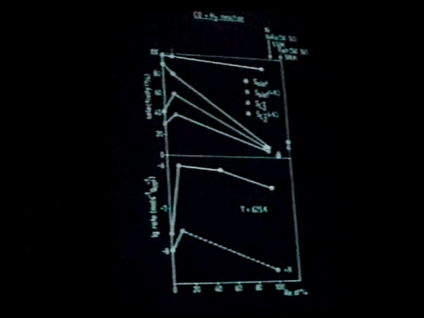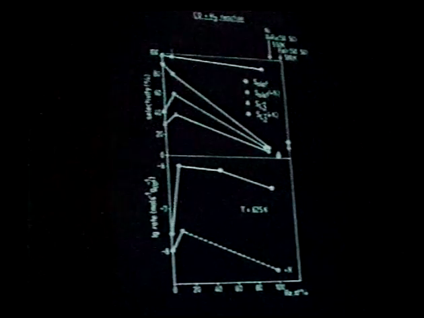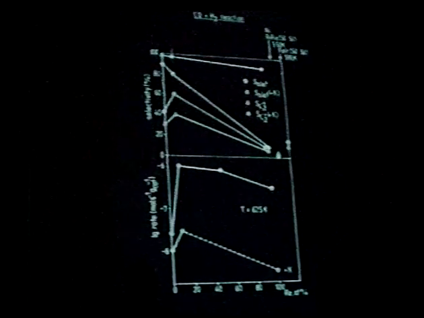So in fact, by stabilizing your small particles, the deactivation caused by the high carbide decreases, and the selectivity is shifted to olefin formation. Now the last example I would like to show you is the addition of some other component.